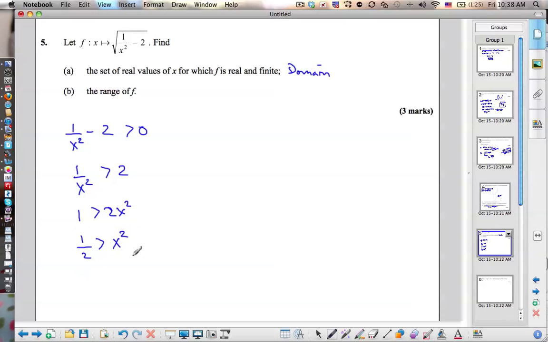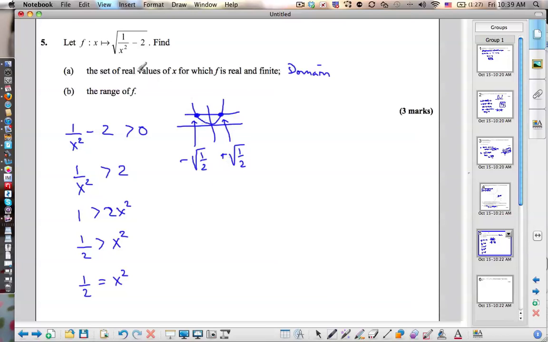Okay, so this is a quadratic again. I want to know when x squared is less than a half. So that's basically saying here's x squared, here's a half. I want to know when it's less than, so there are these two values that it's between when it's less than. So we need to find those out. So x squared equals 1/2, and take the square root, we get this value is negative 1 over root 2, and this one is positive 1 over root 2.